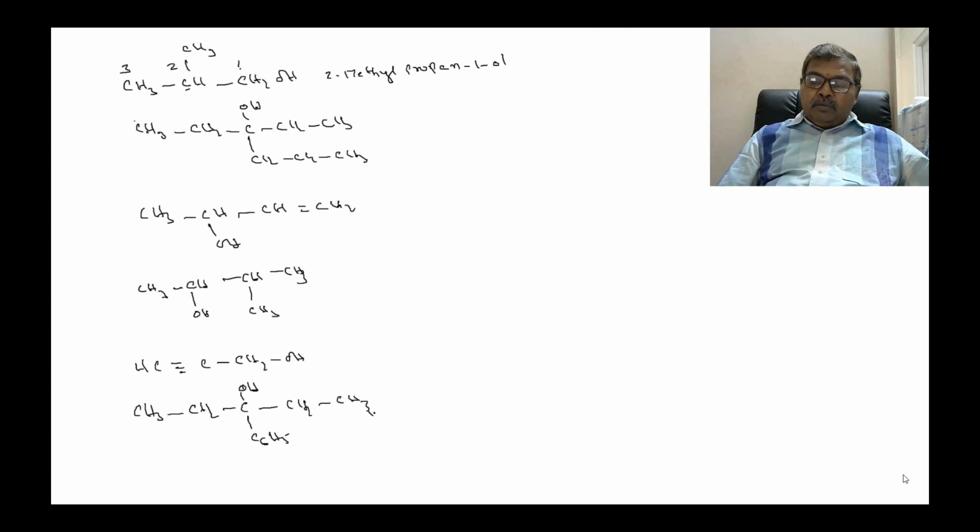Now, same, we have to give preference to the carbon bearing the OH group. So from left to right the same, but here 3 carbon atoms are there in the side chain. Then we have to take this as the main chain, the longest continuous chain. So it is 3-ethylhexan-3-ol.